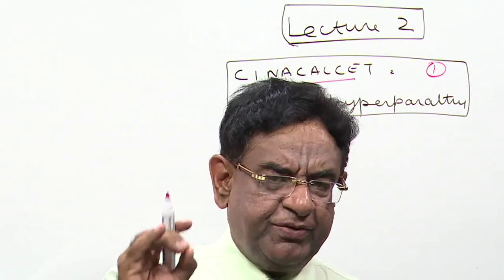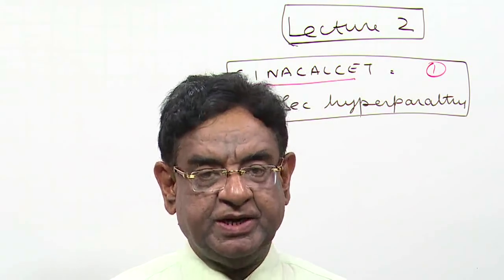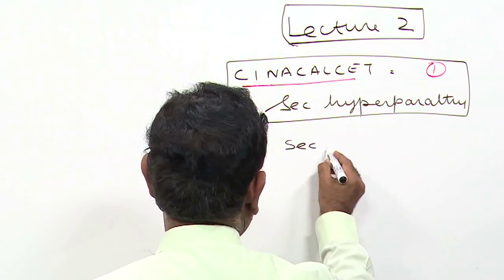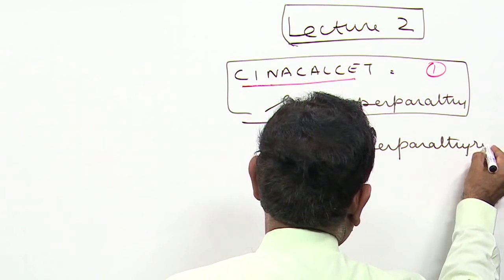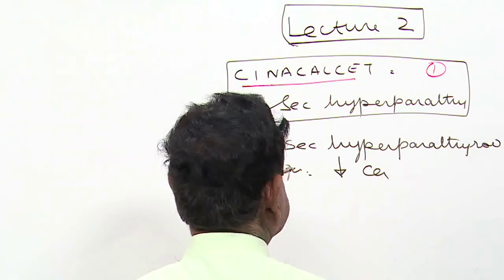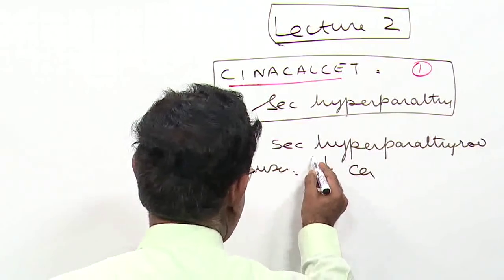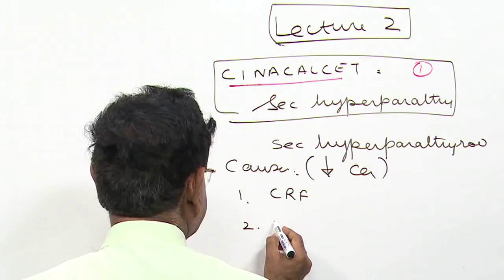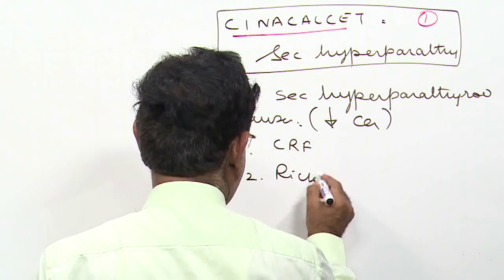Now, a very frequently asked question: what is it about secondary hyperparathyroid? This is a universal question. So, regarding secondary hyperparathyroid, causes: anything which leads to prolonged hypocalcemia leads to secondary hyperparathyroid. So causes include number 1, chronic renal failure, and number 2 is malnutrition like rickets and osteomalacia.